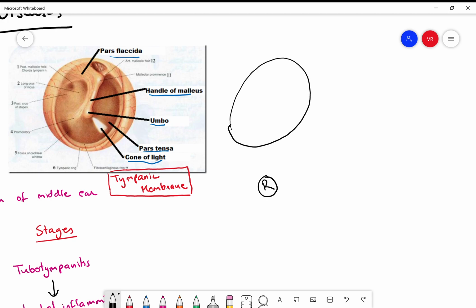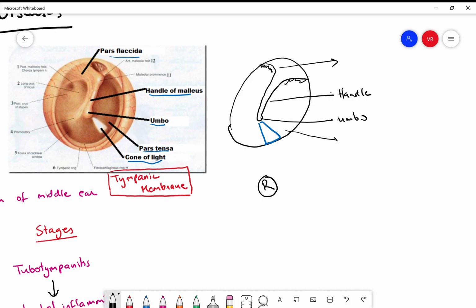Okay, and in the top you just put one small structure like this. And you just shade this part and this part. Finally, you just add a small area like this. So this will be your umbo, your handle of malleus, and this part would be the pars flaccida, and this would be the pars tensa.